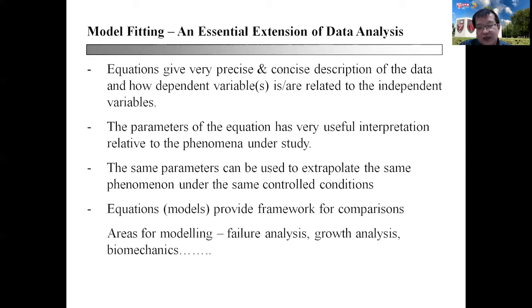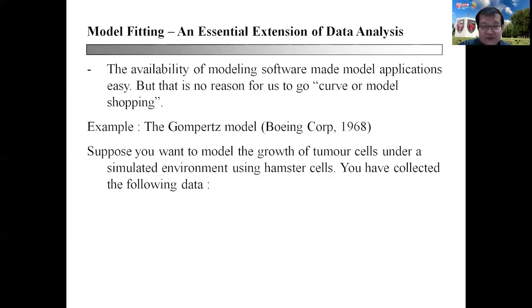So we shall be looking at an example of a growth analysis, to be precise, tumor growth analysis using a model. Of course, in order to perform modeling, you also need a modeling software. In this case, we shall be using a software that is available on a trial basis from the internet for this particular lecture. And we shall be using the Gompertz model to model the growth of tumor cells under a simulated environment using hamster cells. So you have collected the following data.